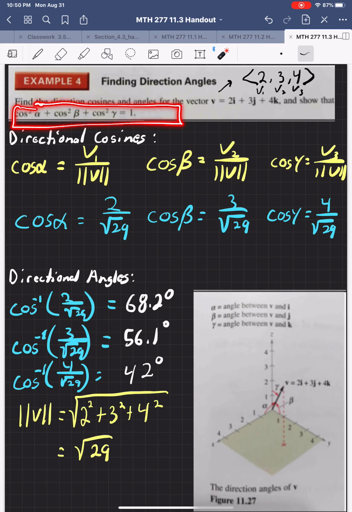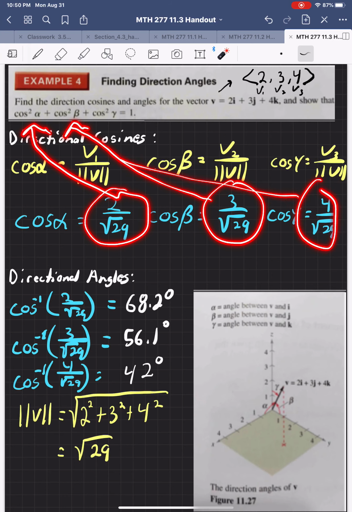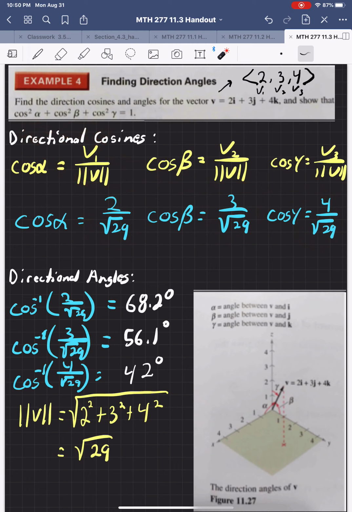You know what cosine of alpha is, right? So you would just plug this in, square it, plug this in here and square it, and plug this in here and square it. And then you would just take the sum of those squares. And you would end up with 29 over 29, which is 1.